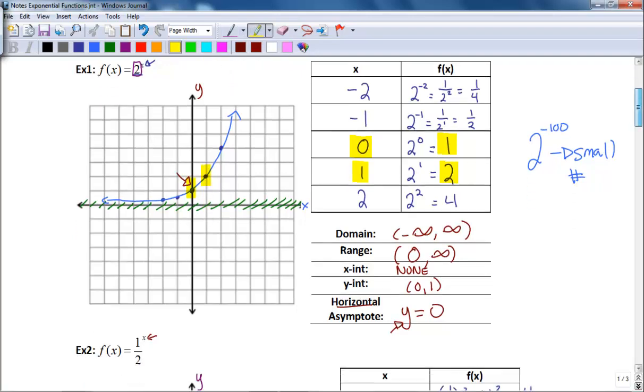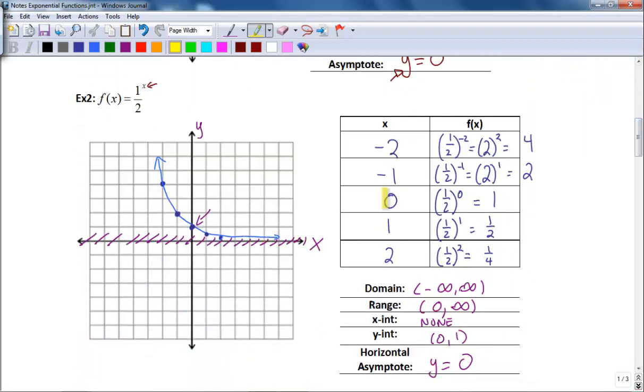Did that happen with 1/2 to the x? Let's check. Yep, we still had the point 0, 1. There's the point 0, 1, and then 1, a. Well, a here is a half, and there we go. We did get 1, a. It's right there.